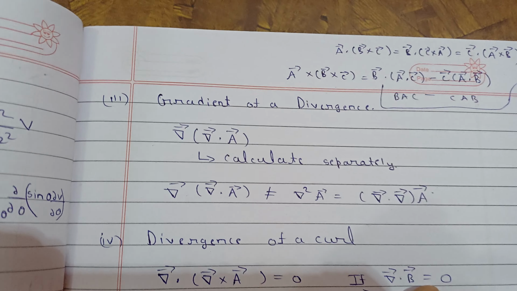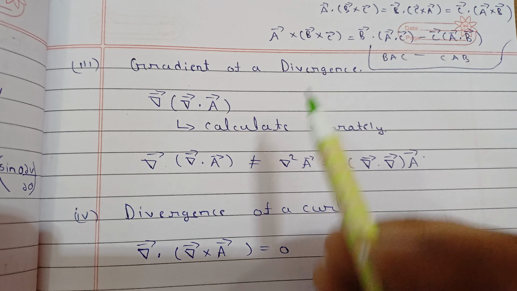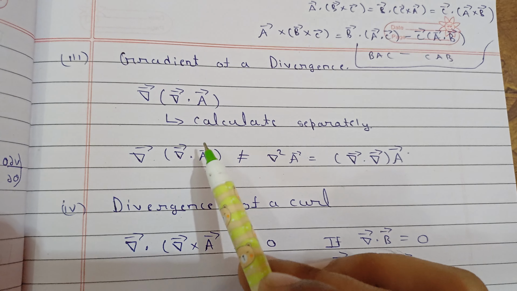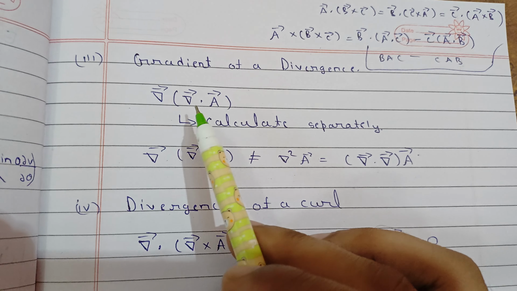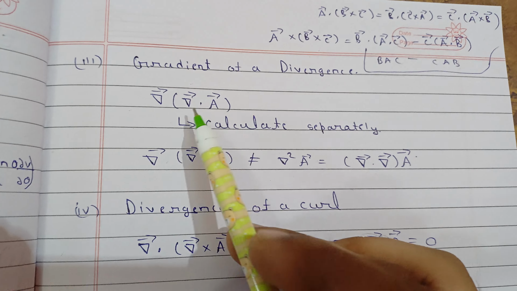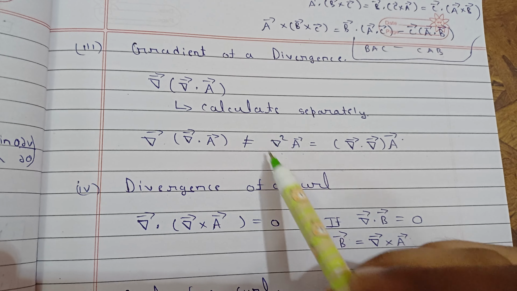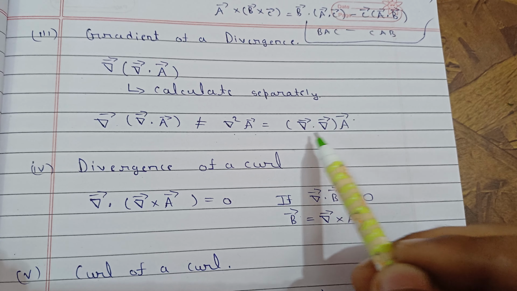Now let's see gradient of a divergence. So we need to calculate it separately. You can't just write it as del square A. You must first find the divergence of A, then you need to find the gradient. So this is not equal to del square A, so you can't write it. But this del square A is equal to del dot del A.